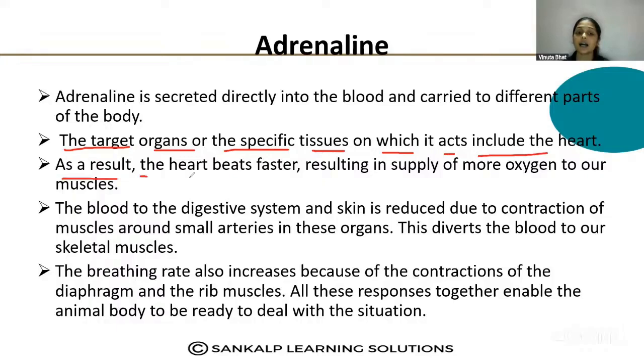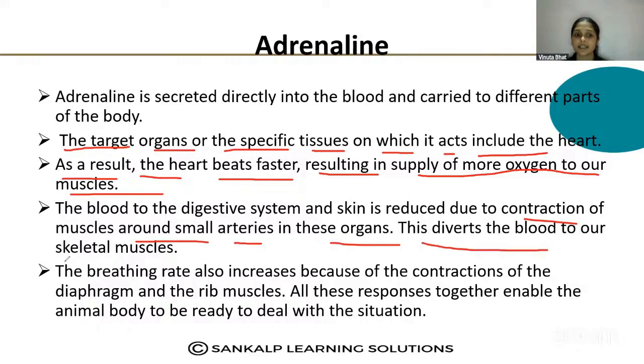As a result, the heart beats faster, resulting in supply of more oxygen to the muscles. So when the adrenaline hormone is secreted in our body and acts on the heart, the heart beats faster, which supplies more oxygen to the muscles. The blood to the digestive system and skin is reduced due to contraction of the muscles around the small arteries in these organs. This diverts the blood to our skeletal muscles.